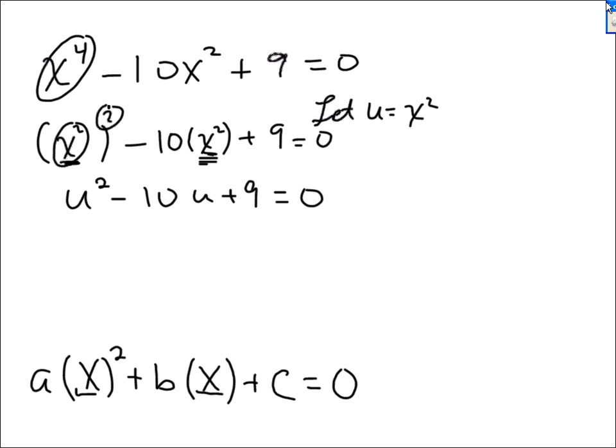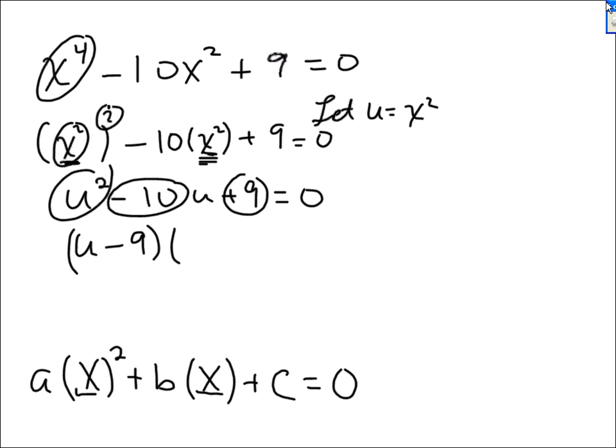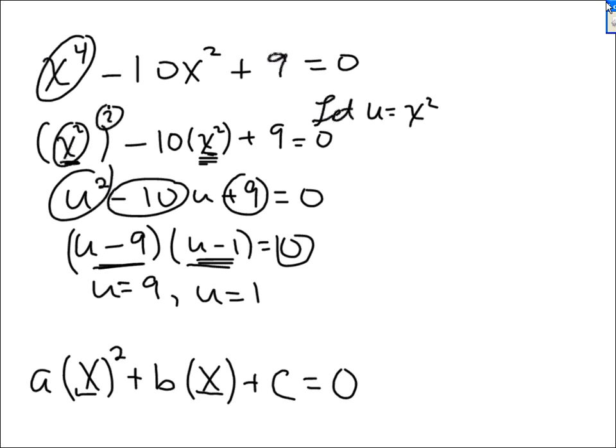Since it's understood to be 1u squared, I want two numbers that multiply out to 9 and add up to negative 10. And those two numbers are negative 9 and negative 1. Well, if this times that is 0, either this is 0, which happens when u is 9, or this is 0 when u is 1.